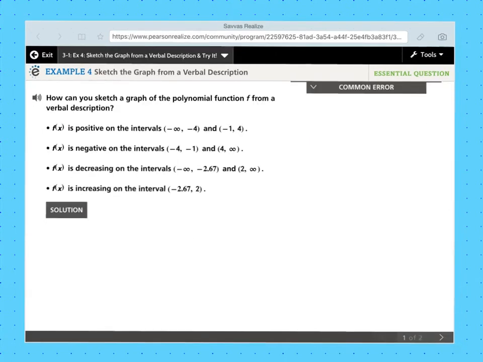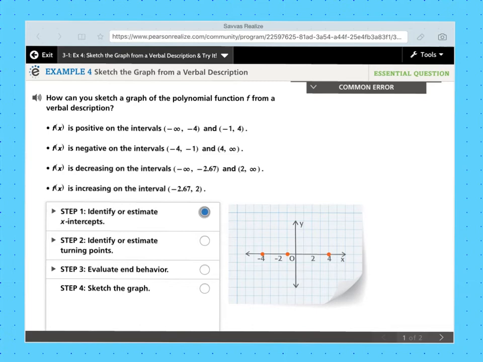Here's an example where we're not given a very specific function, but we're given a bunch of descriptions and lots of intervals. So don't be overwhelmed by it. Look at the focus of how these questions are given. It's really telling you in which direction these functions are going in those intervals. In that case, I would graph out the intervals first. So first I'm going to identify the x-intercepts because that determines my intervals.